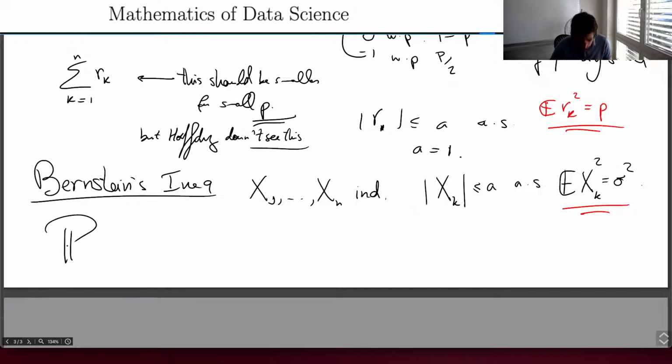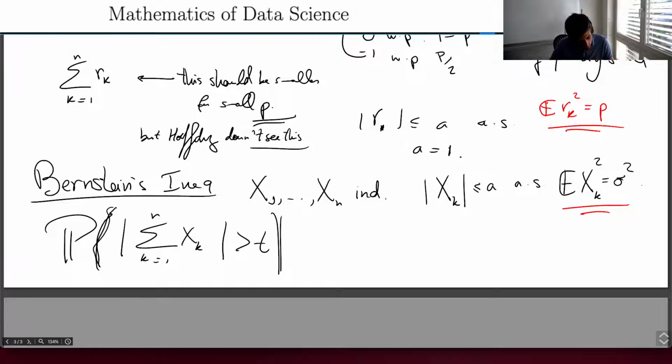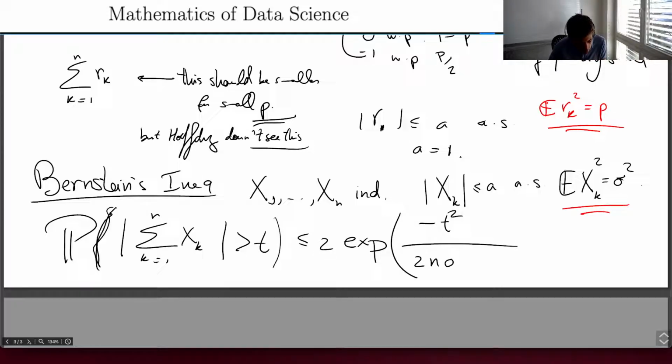It says the probability that the sum of xk's, k from 1 to n, is bigger than some t is smaller or equal than 2, and now it's exponential of minus t squared. And now, crucially, instead of a square, it has a sigma square here. So it depends on the variance, not the maximum. So it sees if the spread gets smaller. It would have a p there rather than a 1.